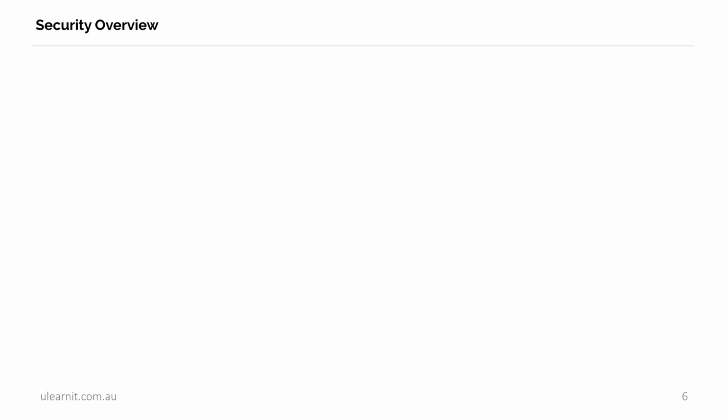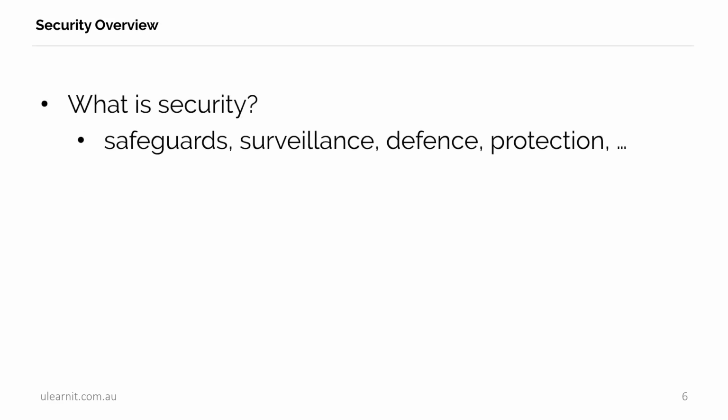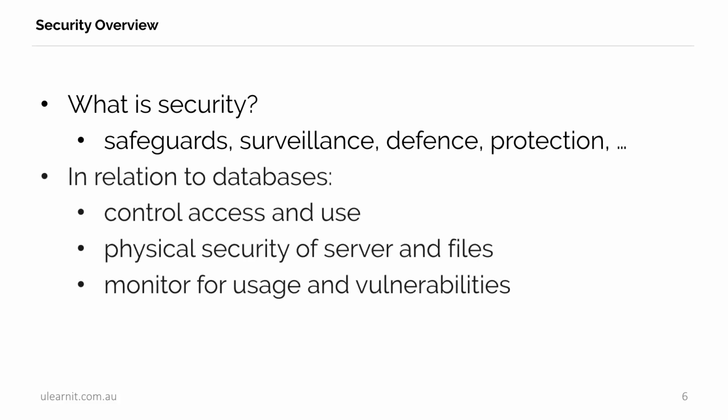So let's start today with a security overview. When we think about security, we think about words like safeguards, surveillance, defense, and protection. In relation to databases, we can think of three different areas of security. One is controlling access and use of the databases themselves. A second is the physical security of the server and of the files. And a third area is monitoring for usage, both usual and unusual, and also vulnerabilities and attacks on the server.